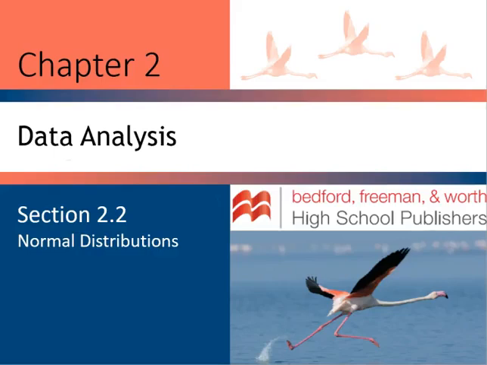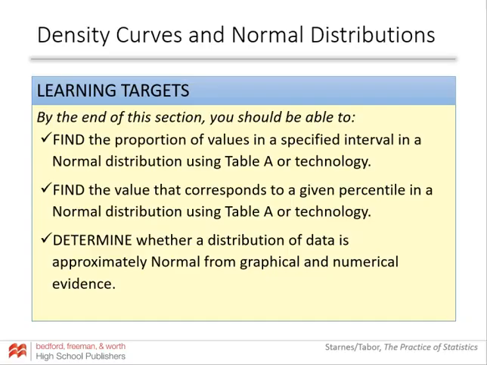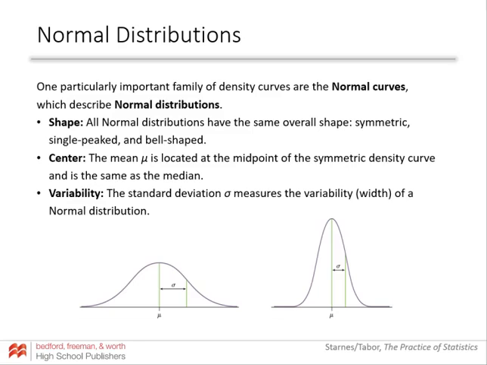Section 2.2, we're going to look at the normal distribution, and a lot of this will be familiar to you from Algebra 2. So, normal distribution, aka normal curve. All right, here's what it looks like. It is symmetric, single-peaked. It makes a bell shape.